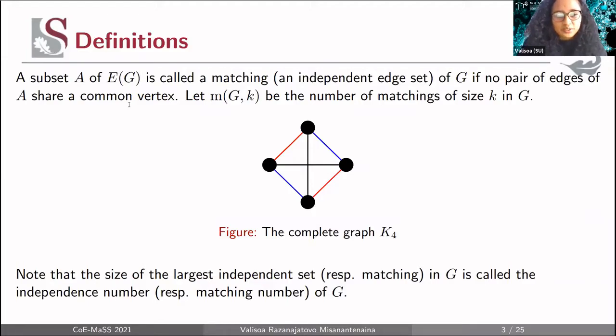And note the size of a largest independent set is called the independence number, and the size of the largest matching is the matching number. So for our case here with the complete graph K4, we can see that the maximum we can have is 2 edges. Because if you add another edge, then it will be an edge of a different color, so it's not a matching anymore. So here, the matching number is 2.